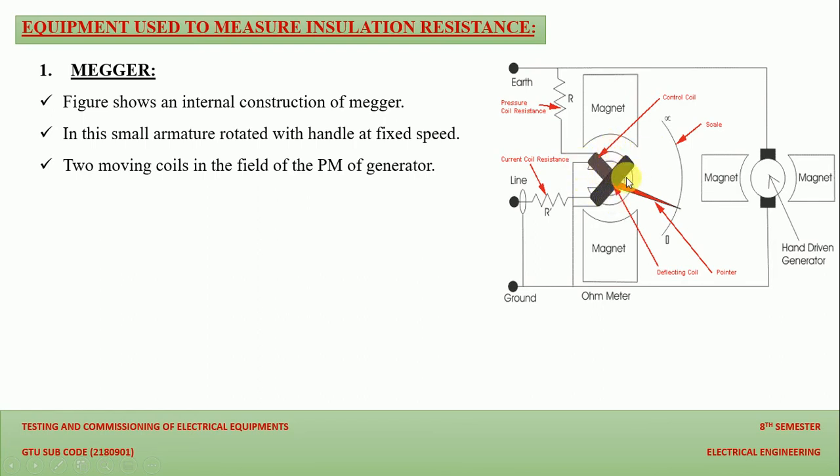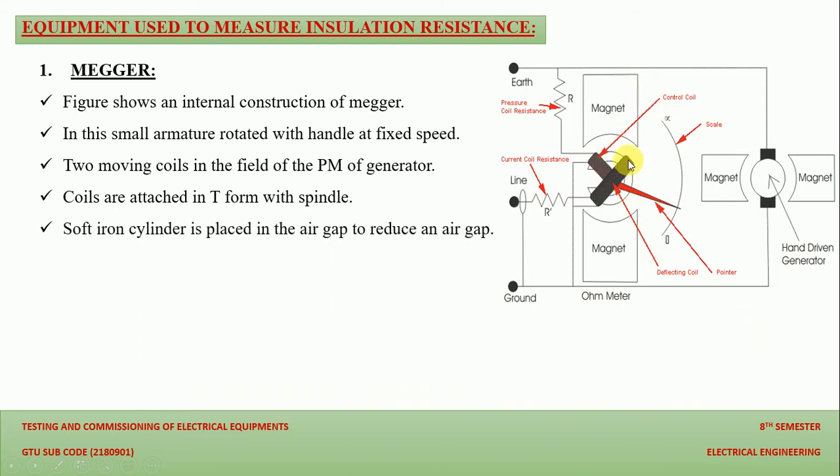Here you can see the pointer, which is connected to the coil, and according to the deflection, this pointer will get deflected. The scale of this instrument is from 0 to infinity. These coils are attached in a T form. Here you can see the T form of the moving coil, which is mounted on the spindle. The spindle is nothing but the movable portion of the meter.